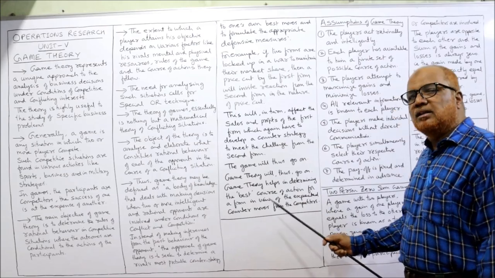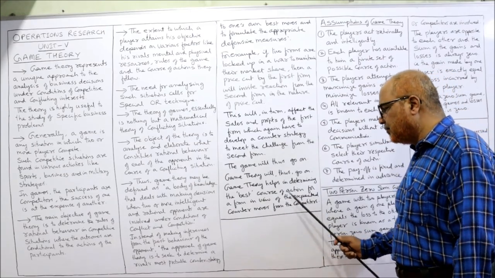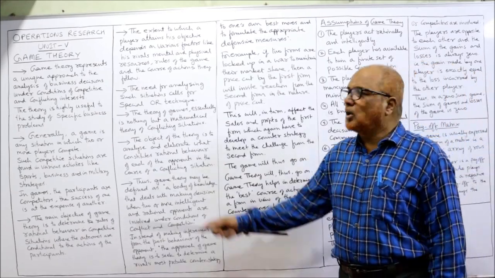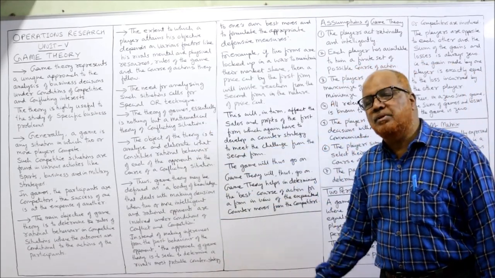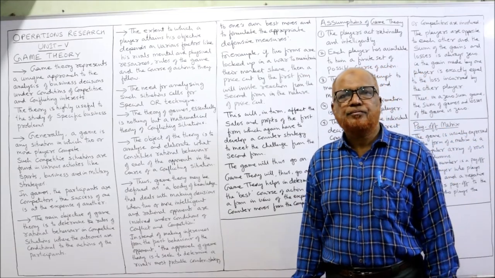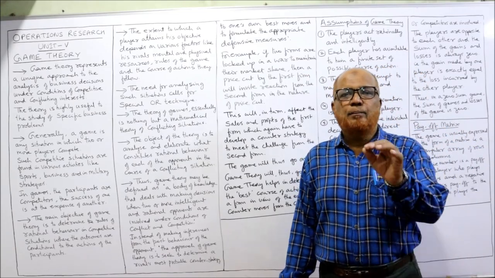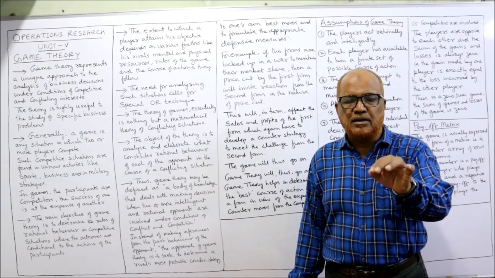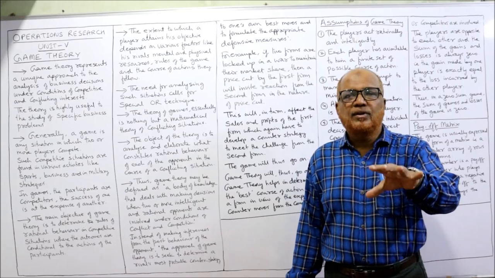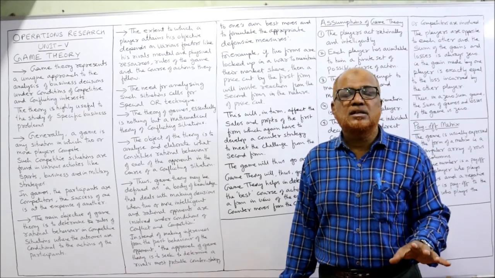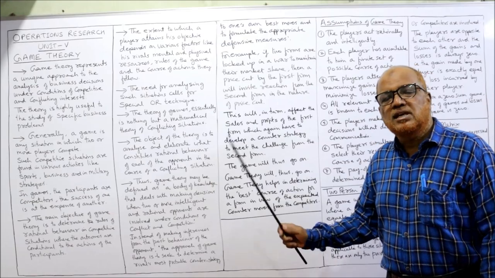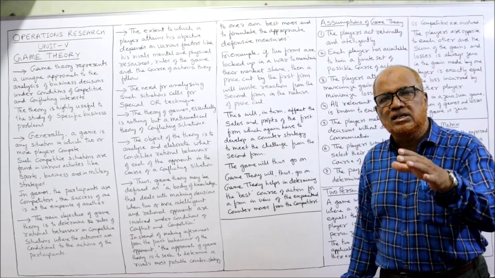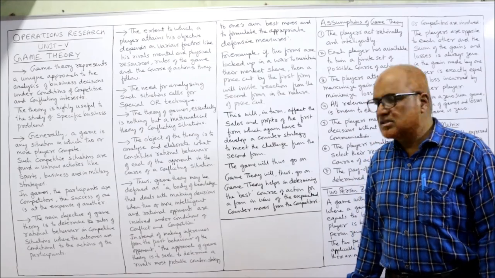Game theory helps in determining the best course of action for a firm in view of expected counter moves from the competitors. So how will this game theory be helpful to the business in taking decisions? It will provide the best move to be taken by a participant in the game in view of the competition and conflicting situation. So this game theory will be helpful to the management for taking decisions in such a competitive situation.